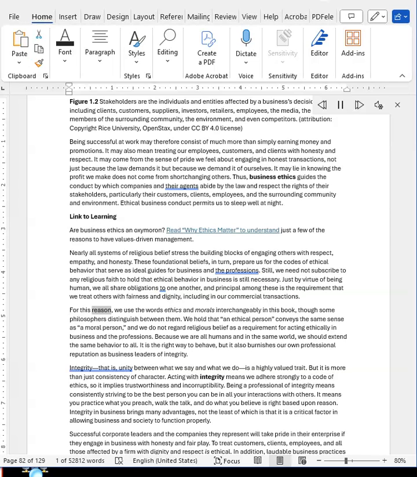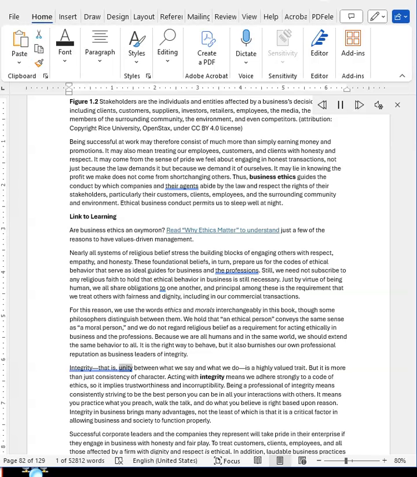For this reason, we use the words ethics and morals interchangeably in this book, though some philosophers distinguish between them. We hold that an ethical person conveys the same sense as a moral person, and we do not regard religious belief as a requirement for acting ethically in business and the professions. Because we are all humans and in the same world, we should extend the same behavior to all. It is the right way to behave, but it also burnishes our own professional reputation as business leaders of integrity.